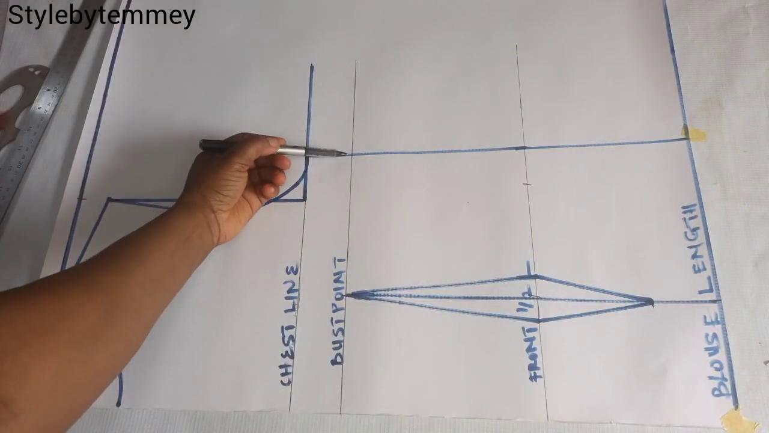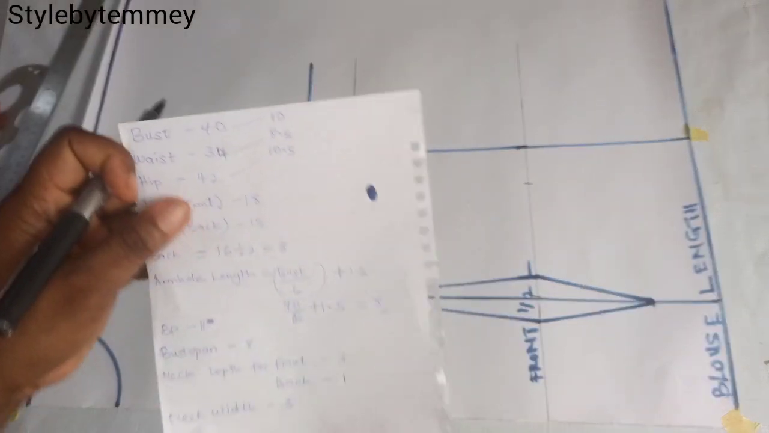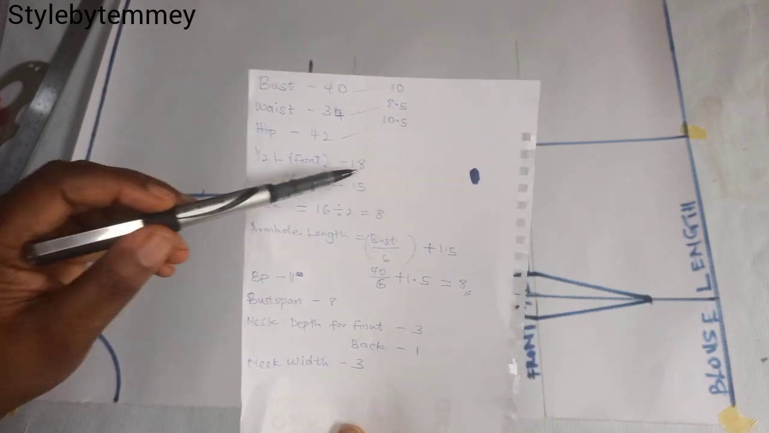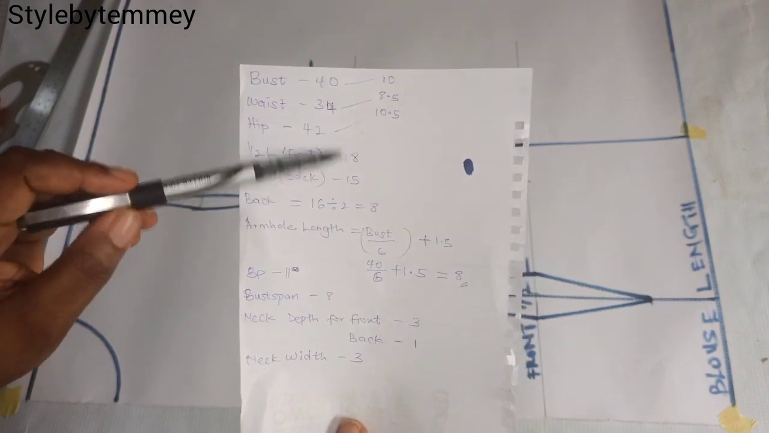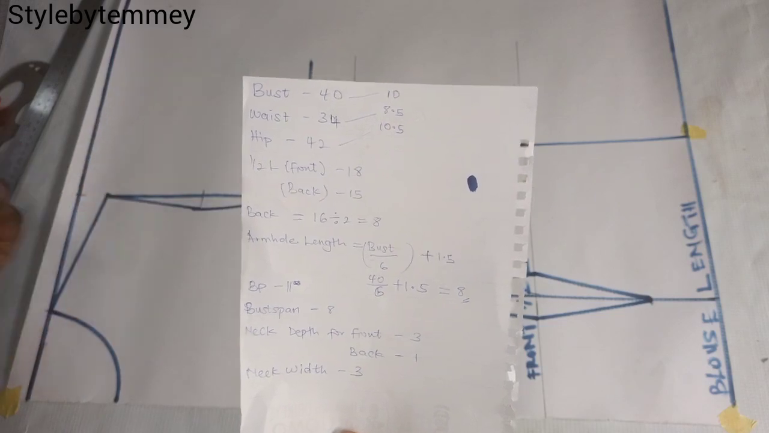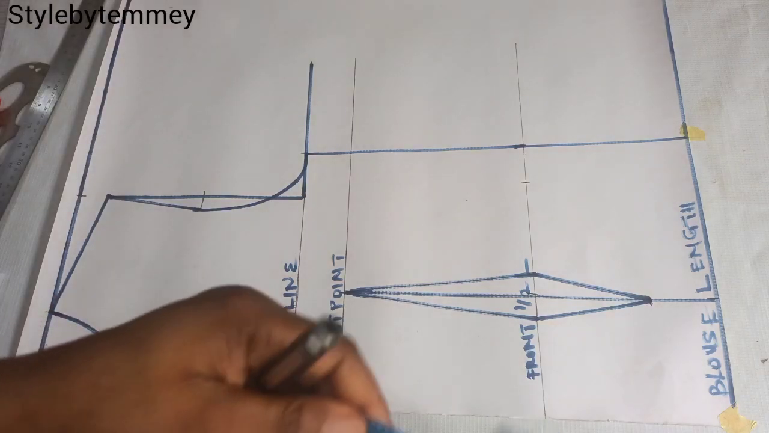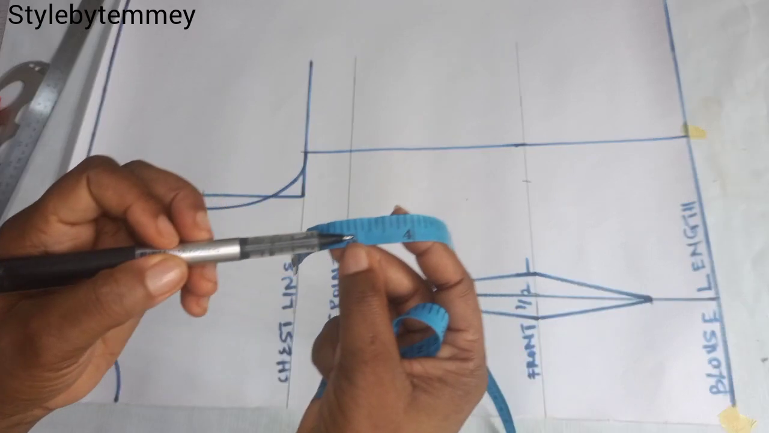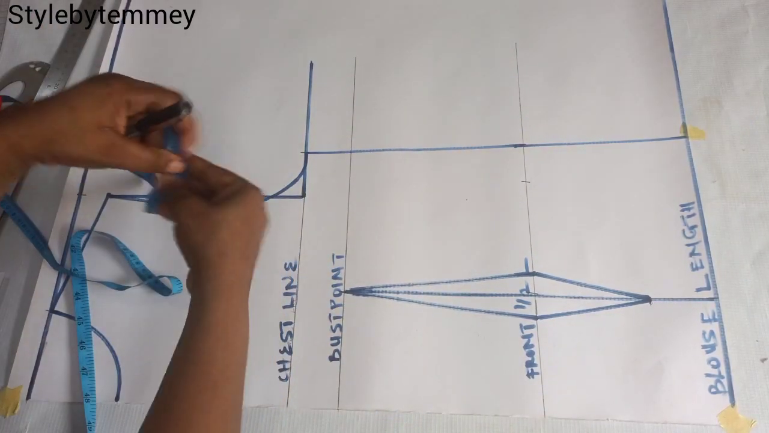Moving forward to get our bust dart, remember the back half length measurement is 15, while the front half length measurement is 18 inches. We are just going to find the difference between both and work on that difference. Mine is 18 minus 15, which gives me 3. If your own front measurement is 17 and your back measurement is 16, your difference will be 1 inch. Now the 3 inches that I got as a difference, I'm going to place it on my bust point as shown in the video.